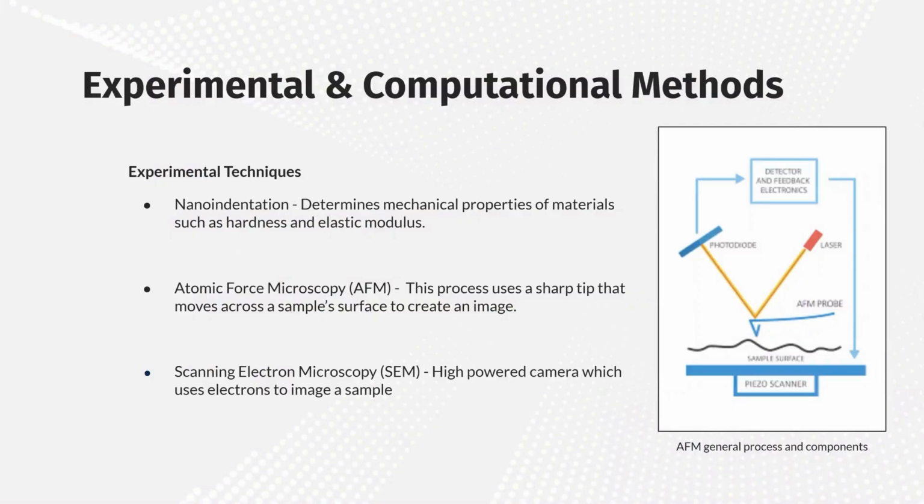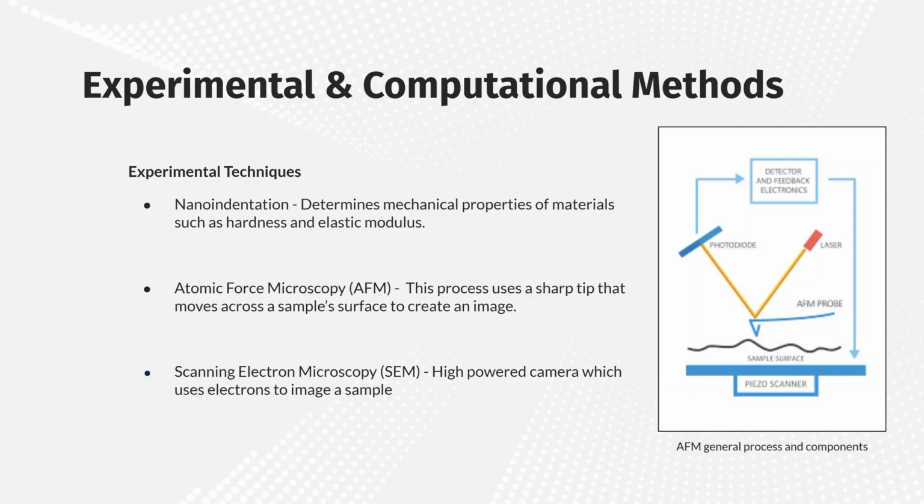All right, so next we have experimental and computational methods at the nanoscale. One experimental technique at the nanoscale is nanoindentation, which determines the mechanical properties of materials such as hardness and elastic modulus. This is done by pressing a hard tip, which is usually made of diamond, into the surface of a material and measuring the resulting force and displacement.